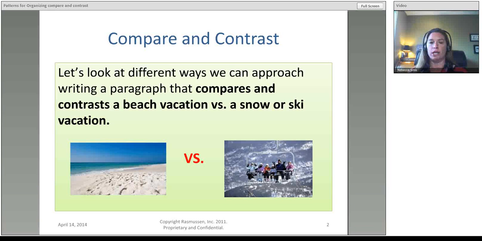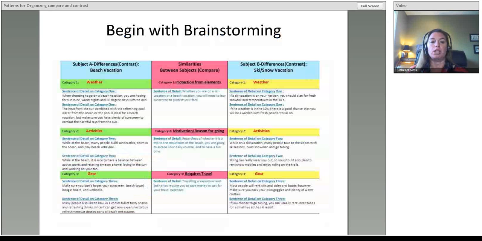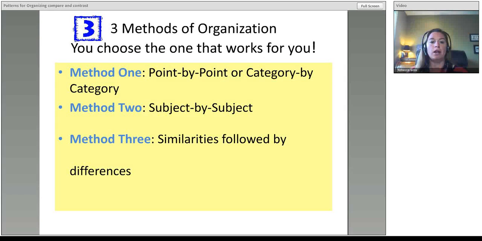for organizing ideas. Remember last week you completed a great brainstorming chart with the 2 subjects that you chose to compare. The example we used was beach versus ski. And so we have all of our categories completed, and then we've added in some sentences of contrast under each category and 1 sentence of compare under each of the categories for our similarities. So we have the bulk of the work done. Now how do we organize these ideas into a paragraph?